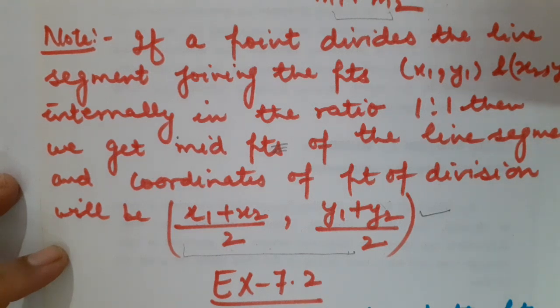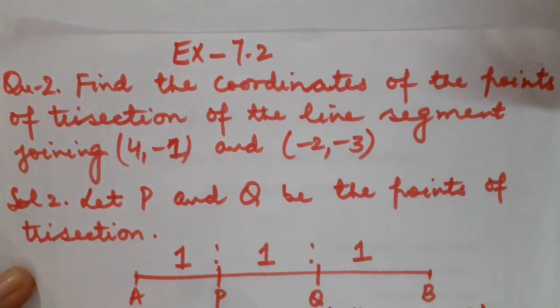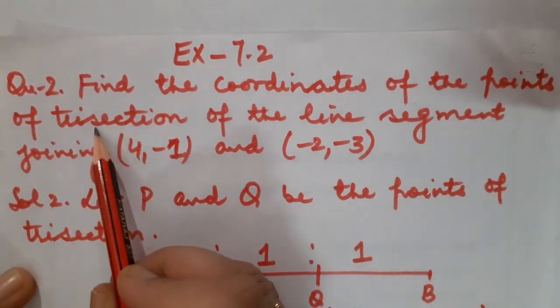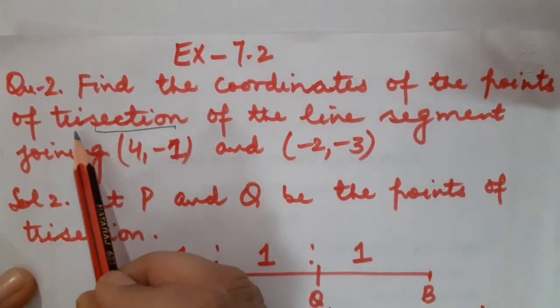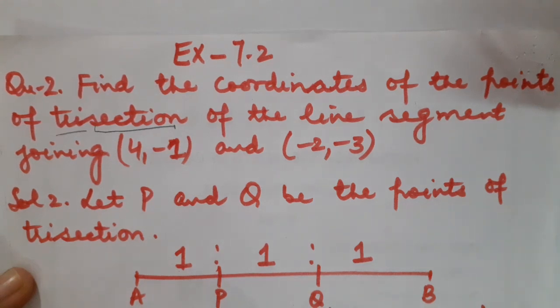Okay, fine. Now children, let us switch to the next topic of today's lecture, that is trisection. Section means division and tri means 3. It means when a line segment is divided into 3 equal parts, then that particular division is known as trisection.